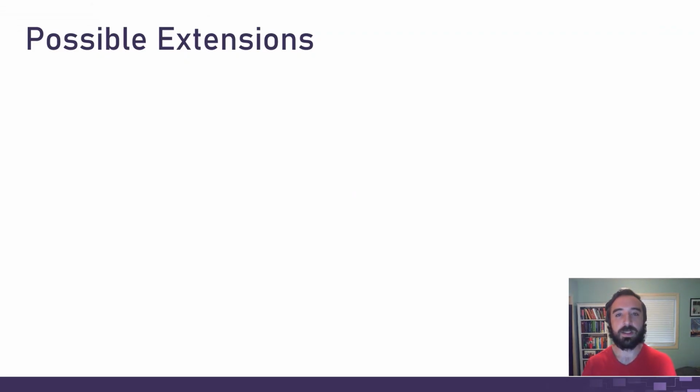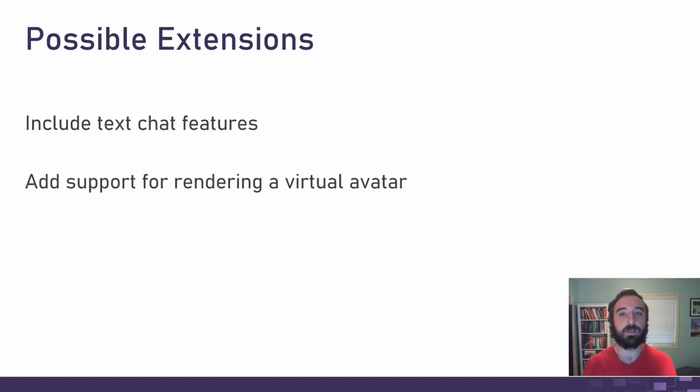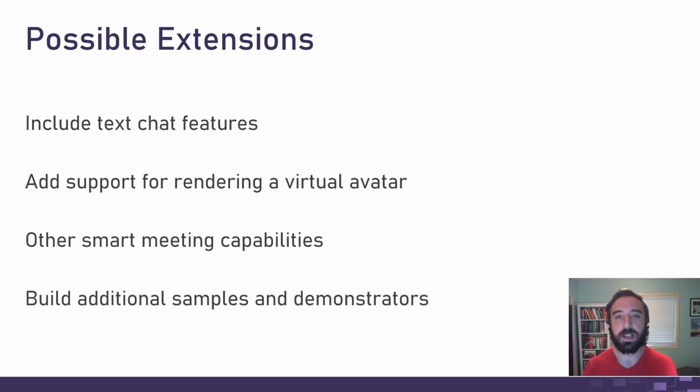Now, of course, this initial implementation and sample barely scratches the surface of what's possible. Possible extensions could include adding text chat features to the Psi interface, in addition to those video and audio streams, adding support for rendering a virtual avatar face for the bot so it can have its own presence in the meeting, and any other kind of smart meeting capabilities, samples and demonstrators that you might think of.